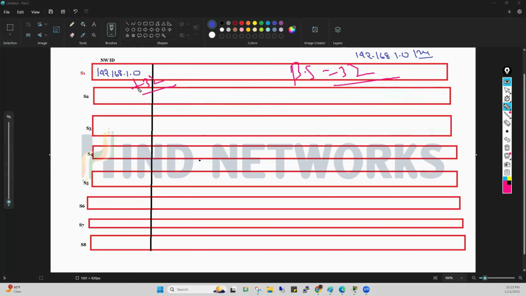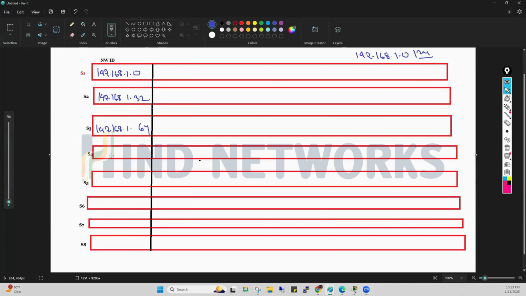So 0 plus 32 will be 32. Clear, guys? So the next network ID will be 192.168.1.0 plus 32, which is 32. Now, next network ID 192.168.1.32 plus again 32. You need to add 32 again here. So 32 plus 32 will be 64. Clear, guys? Everyone, yes or no? Let me know.